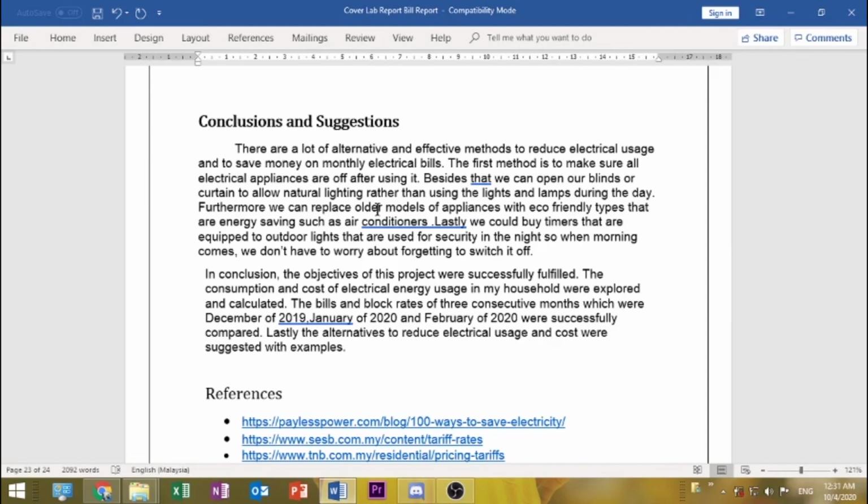So lastly, we could buy timers that are equipped to outdoor lights. So for example, in my household, in our porch, we use a security light that only lights up at 7 in the evening, and it switches off at 7 a.m. in the morning the next day. So what it does is we don't have to worry about forgetting to close the lights in the morning, and it makes sure that throughout the night my house is lighted up and it feels a bit more secure, that I can see the porch and the outside part of my house.